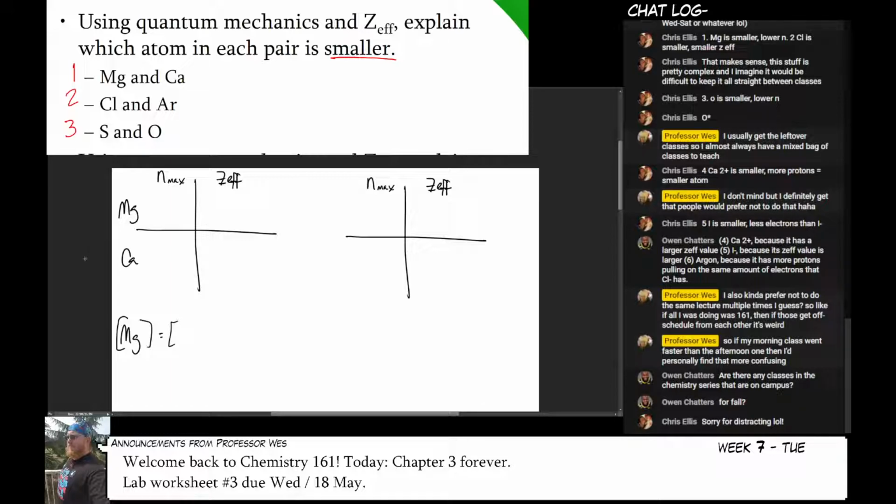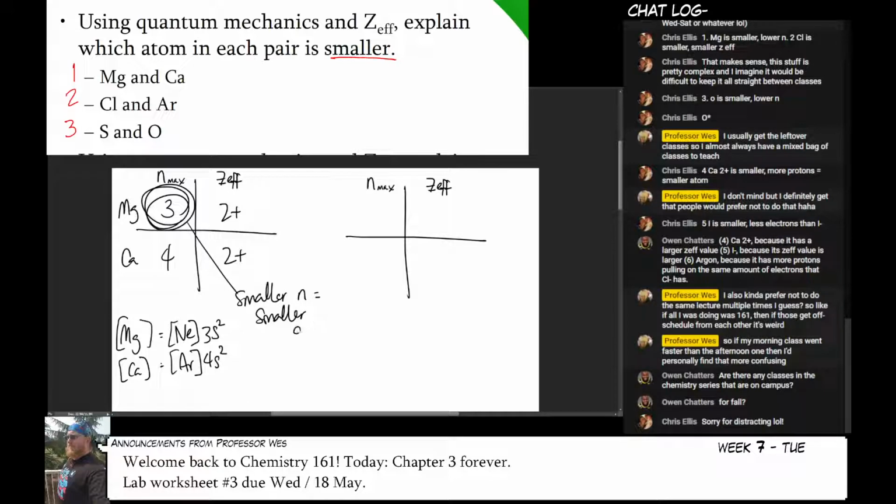So magnesium would be neon 3s2, and calcium would be argon 4s2. So for valence electrons, magnesium would be 3, and calcium would be 4, and we don't really need to go any further than this, but if you did this calculation, you should get that. And then you go, okay, what are we doing? We're doing smaller. Okay. So smaller n equals smaller atom.